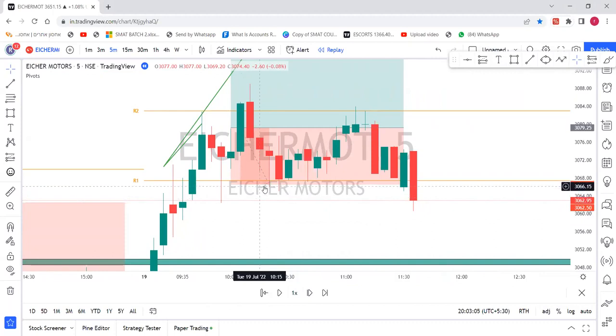So if the wick is hitting your stop loss, you should never exit your trade, which I'll be showing you maybe at times. We will get to see this as well in the live trading whenever I'm going to take one.